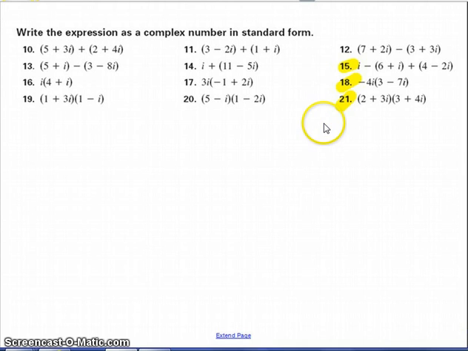Okay, now hit the pause button and go ahead and do 15, 18, and 21 for yourself. When you come back, I'll show you the answers to those.